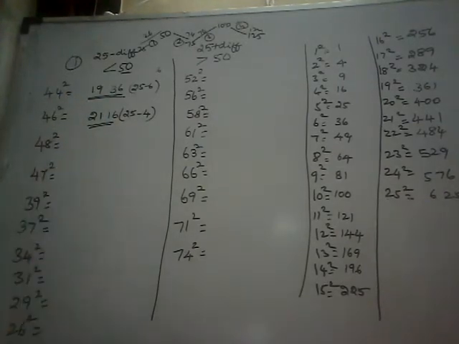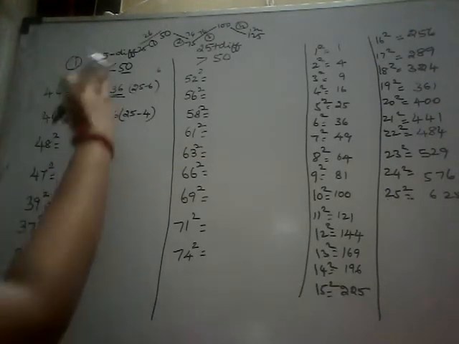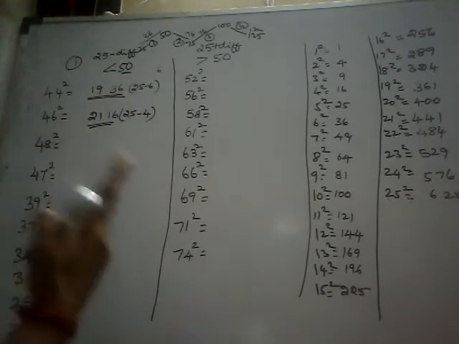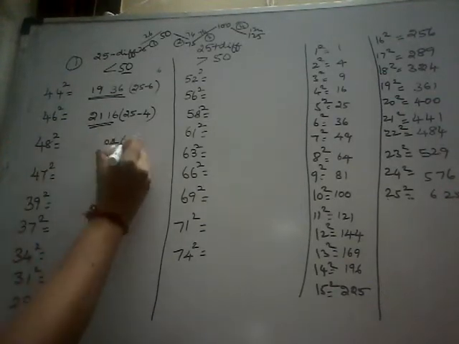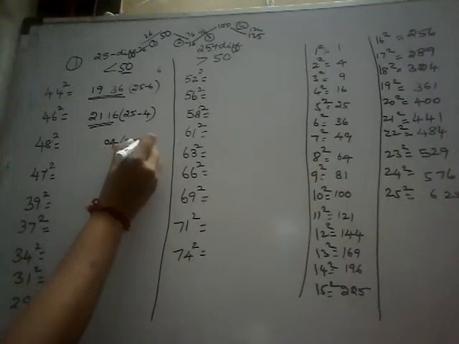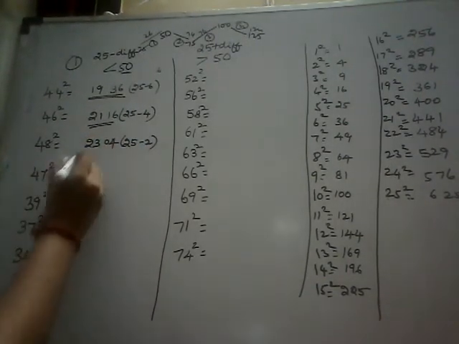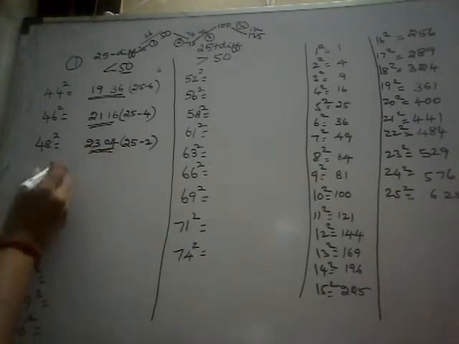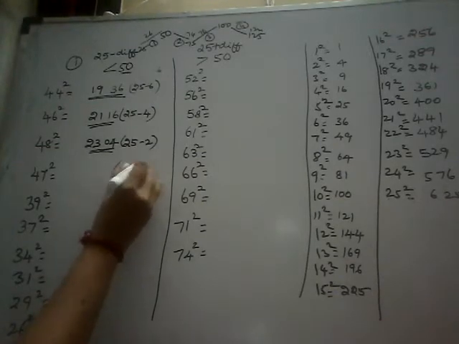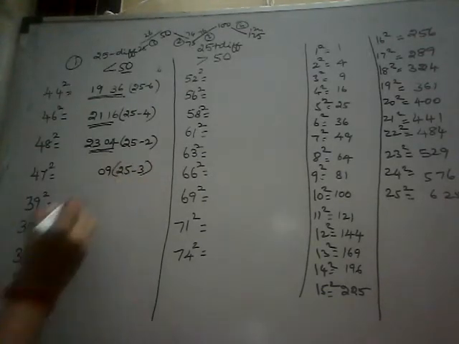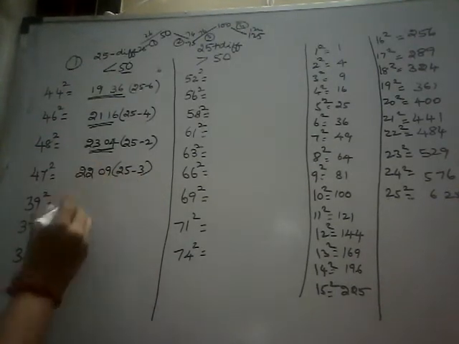Can you continue with the remaining? 48 square, how much difference? From 50, the difference is 2. So 2 square is 4. Now 25 minus 2, how much is it? 23. So 2304. Same way 47 square, how much difference? That is 3, right? 3 square is 9. Now subtract: 25 minus 3 is 22.